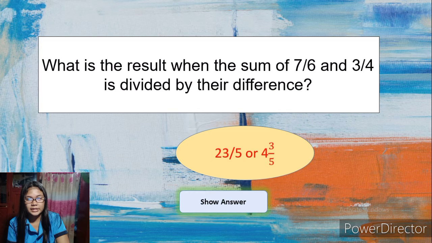So, what is the result when the sum of 7 over 6 and 3 over 4 is divided by their difference? So, sabi niya, ano daw yung sagot kapag yung sum, yung 7 over 6 plus 3 over 4, then yung 7 over 6 minus 3 over 4, ay i-divide. So, tara alamin.